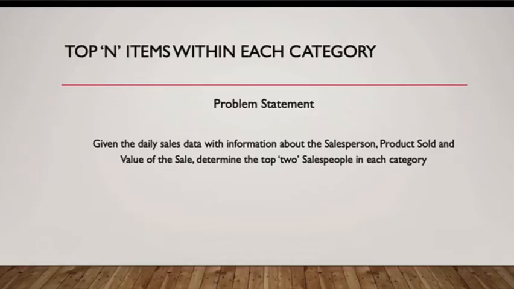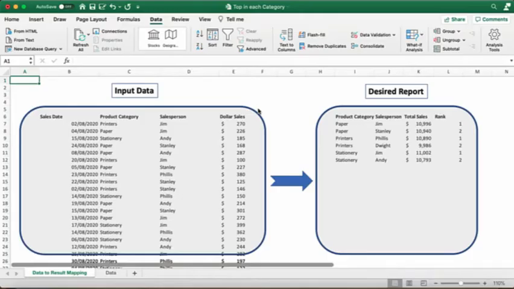In this lecture, we are going to be looking at how to identify the top n items within each category. The specific problem with the data that we are going to be solving is this. Given the daily sales data with information about the salesperson, product sold, and value of the sale, determine the top 2 salespeople for each product category. On the left side here is what the raw data looks like, and on the right side is the result that we are expecting to obtain.